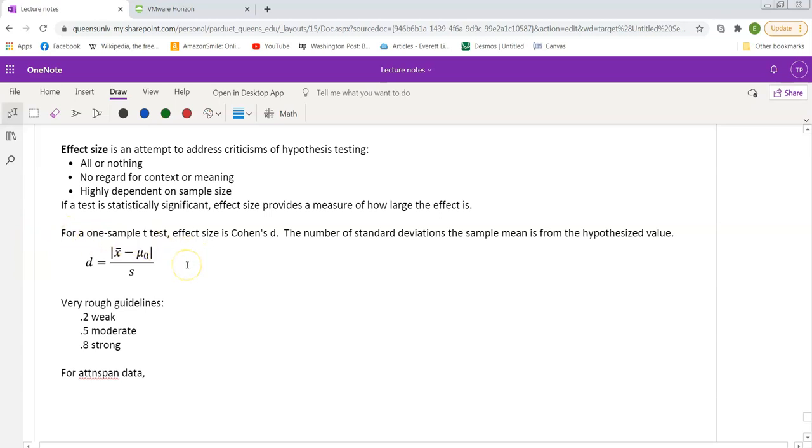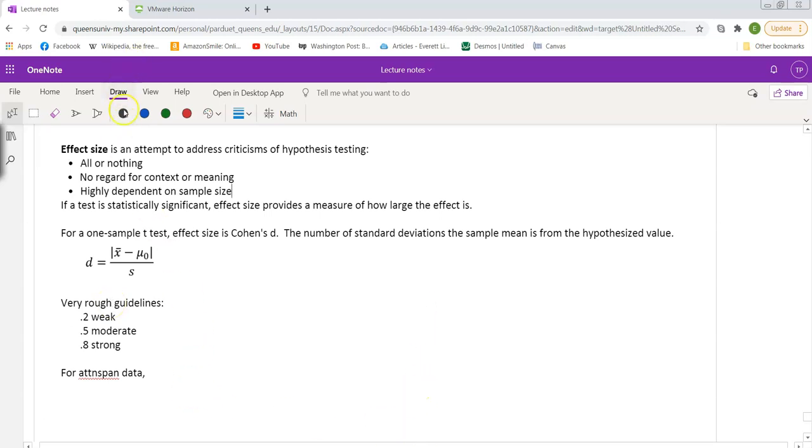So a lot of these effect sizes that we're going to see at the beginning were devised by this guy named Cohen. I think his first name was Jacob, but I'm not sure. So this is a simple thing to calculate. You just take your sample mean, subtract your hypothesized value, take the absolute value, and divide by the sample standard deviation.